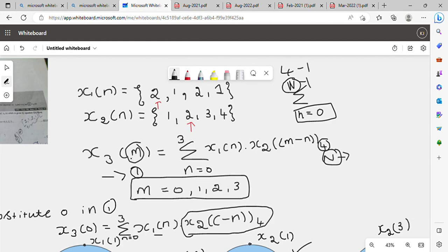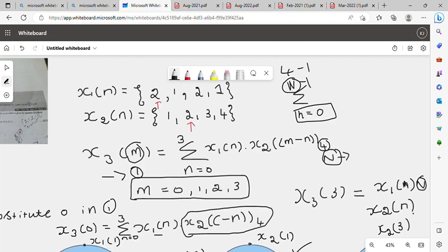So I have to vary m is equal to 0, 1, 2, 3, and whatever I get is x3 of m. So whatever I get for x3 of 3 should be the circular convolution of x1 of n and x2 of n. So that is what you have to get, right?